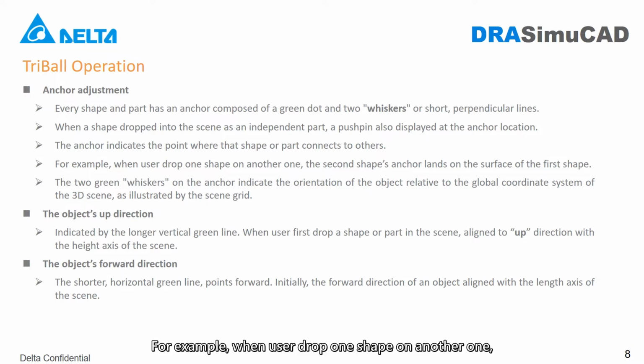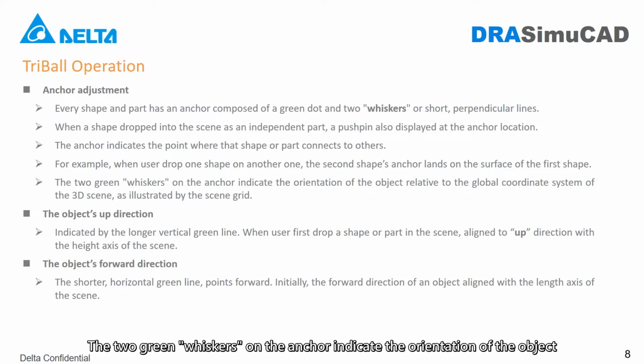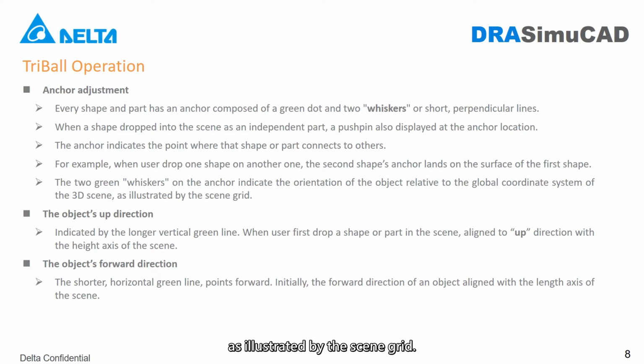For example, when the user drops one shape on another one, the second shape's anchor lands on the surface of the first shape. The two green whiskers on the anchor indicate the orientation of the object relative to the global coordinate system of the 3D scene, as illustrated by the scene grid. The object's up direction is indicated by the longer vertical green line.